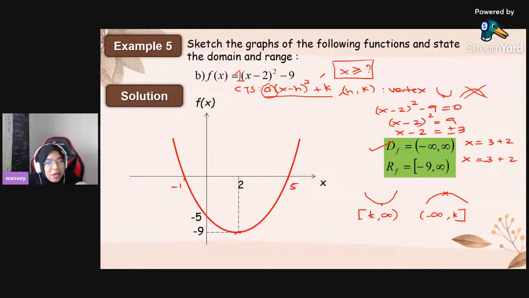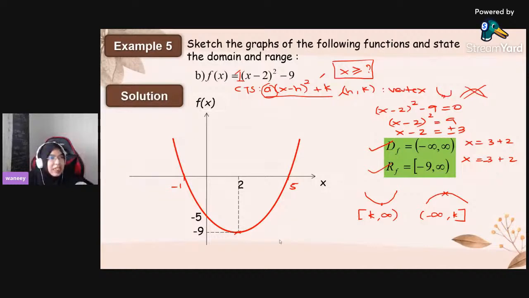Okay, so this is a smile graph. So I will start from k up until infinity. So my k is negative 9. So this is negative 9 up until infinity. So that is the range. We don't have anything that is lower than negative 9 because that is our minimum point.